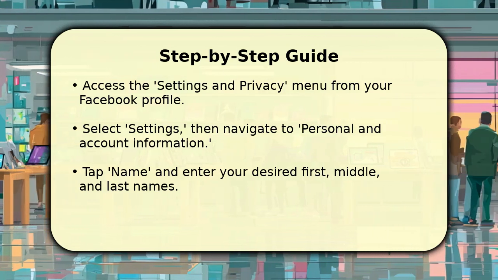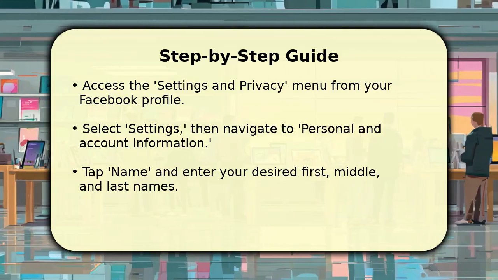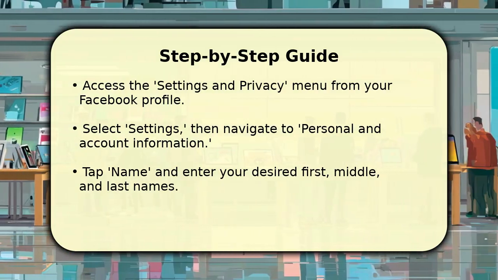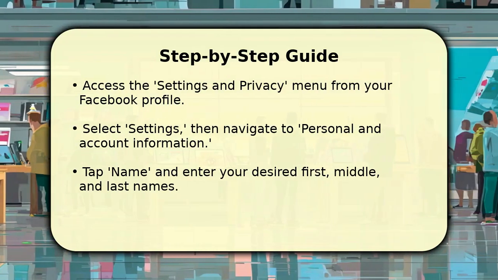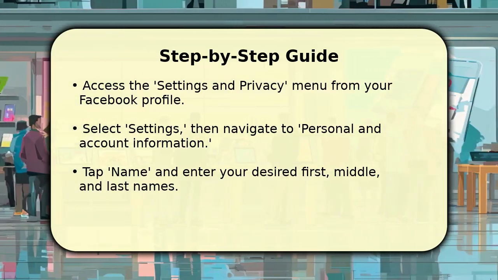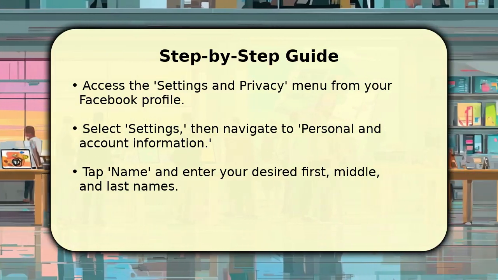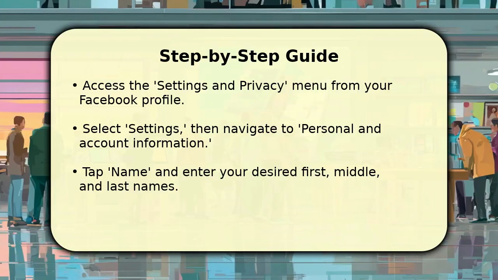To begin, open your Facebook application or website and navigate to the Settings and Privacy menu. From there, select Settings, then proceed to Personal and Account Information. Tap on Name and carefully enter your desired first, middle, and last names into the respective fields. Before finalizing, review your changes carefully, then save them by entering your Facebook password. This confirms your new identity on the platform.